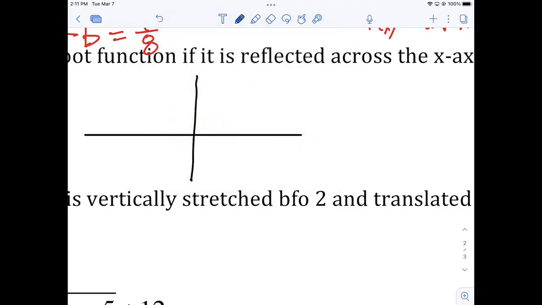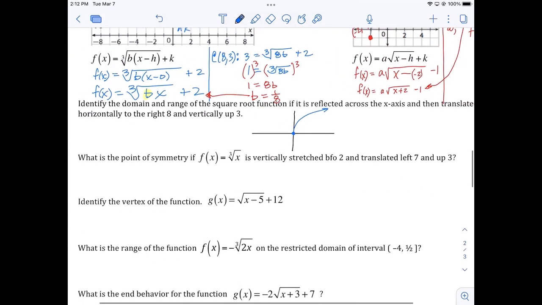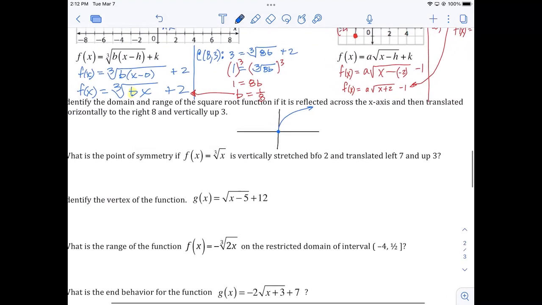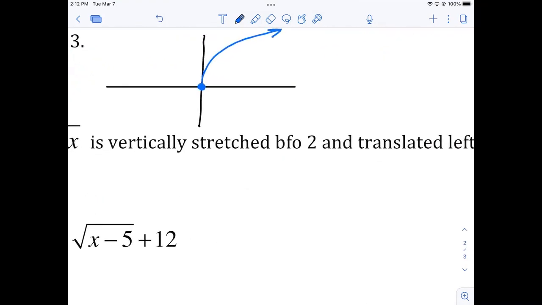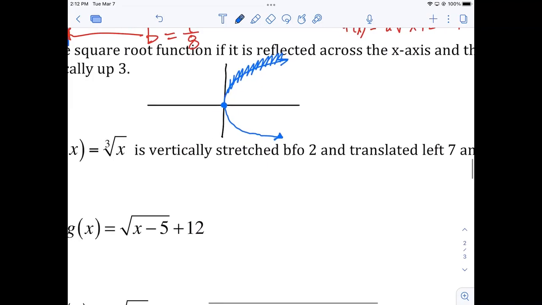All right, so go ahead and draw yourself. There it is. There's your parent function, the original one. It's reflected across the x-axis. What's that going to do? That's going to make it come down like this. I'm taking it step by step here. And now I can scratch this one out. One by one.